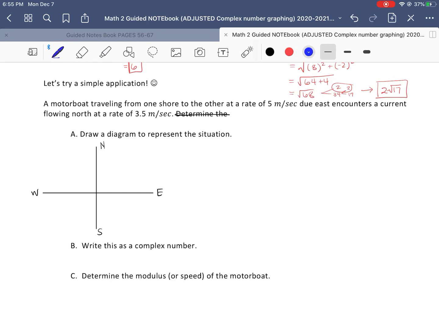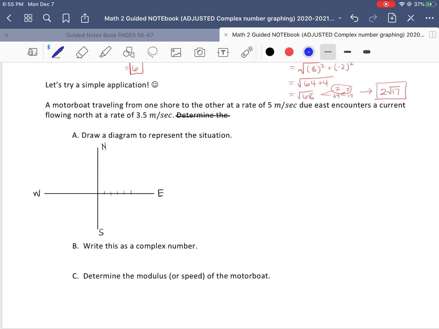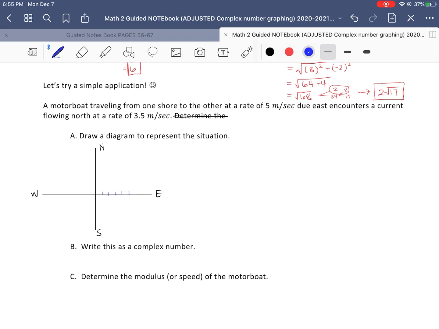And we just want to make sense of where we're at with this. So this has a motorboat traveling from one shore to the other at a rate of 5 meters per second due east. So this guy's headed 1, 2, 3, 4, 5, right? He's headed 5 meters per second due east. So he's just headed this direction. And he encounters a current flowing north at a rate of 3.5 meters per second. Okay, so this is the direction the boat wants to move.